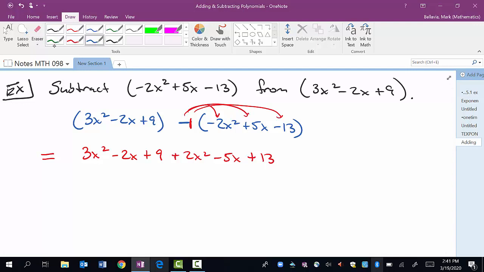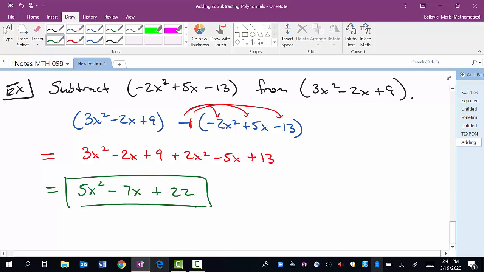Once you're here, your parentheses are gone. You can combine like terms. I would do it in descending order. So I have 3x squared plus 2x squared, which makes this 5x squared. I have negative 2x minus 5x, which makes this negative 7x. And I have plus 9 plus 13, which makes that positive 22. Again, none of these are like terms, so you just leave it as is.